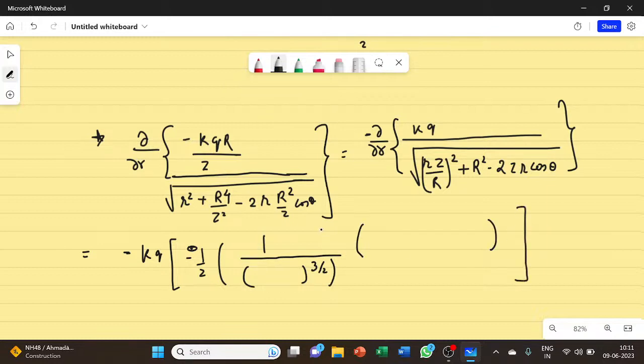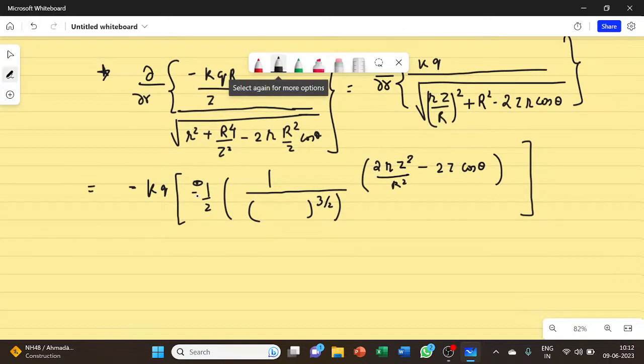So what I have done is differentiate it, so this derivative will come as minus 1 by 2, and I have to differentiate this entire term with respect to small r. So with respect to small r, I'll get 2rz upon R square minus 2z cos theta. Effectively, this minus minus gets cancelled, so I'll get kq, and this r square still remains, I guess.